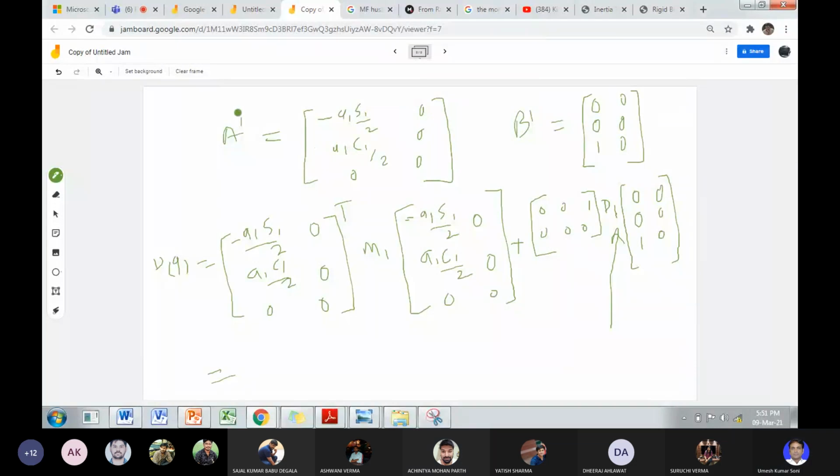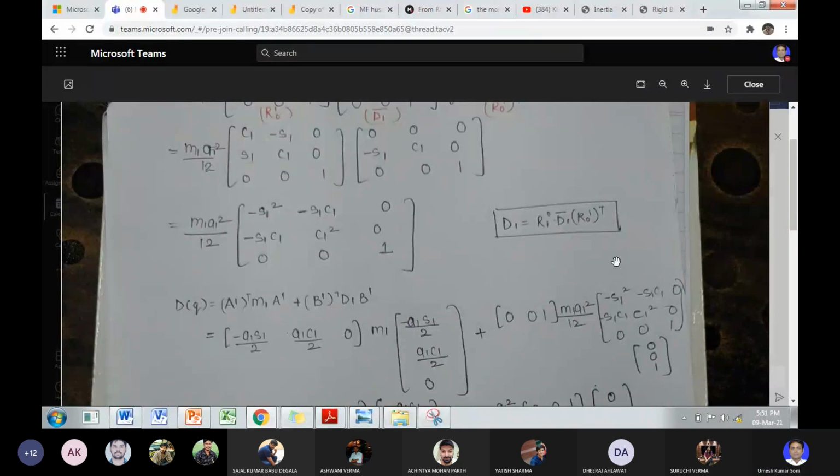Here you see A1 is part of J1. A1 and B1 are parts of J1. J1 equals, you see here, A1 and B1. Okay. So what is A1? A1 is this term. Okay, and B1 is this. So what you have calculated here, what have you calculated, Suruchi?